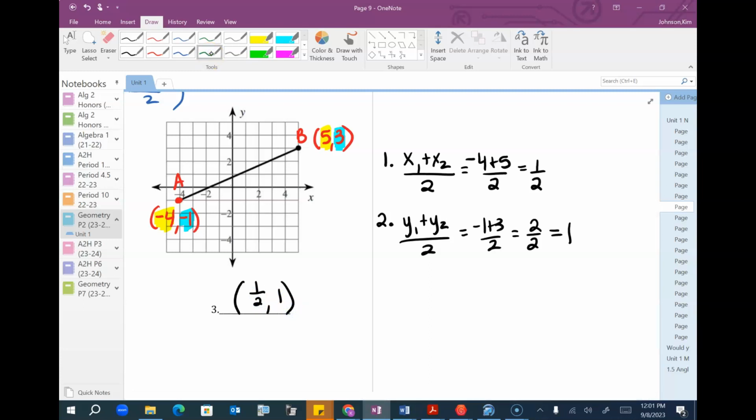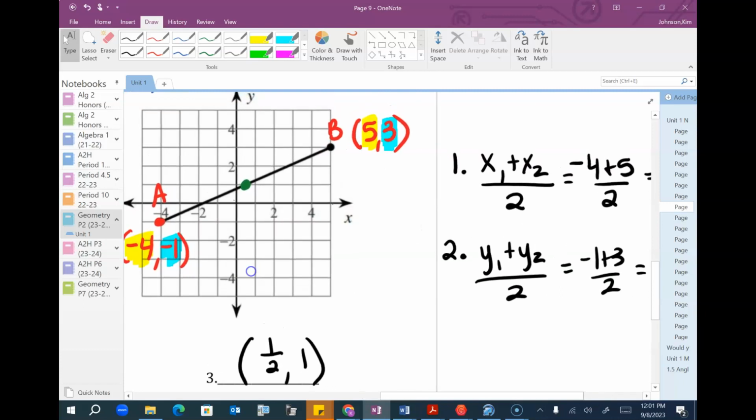Now we can really quickly plot that point too and just see, does it look visually like it is in the middle of segment AB? So let's plot 1/2, comma 1. From the origin, we go right 1/2 and up 1. And it's hard to tell visually, so what I like to do just to see is kind of trace it. And to me, I'm asking myself, do the yellow and the green pieces look pretty equal? And I think they do.